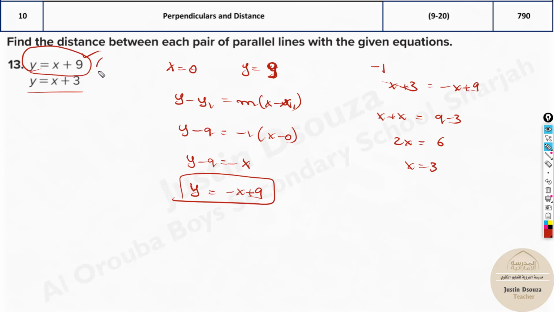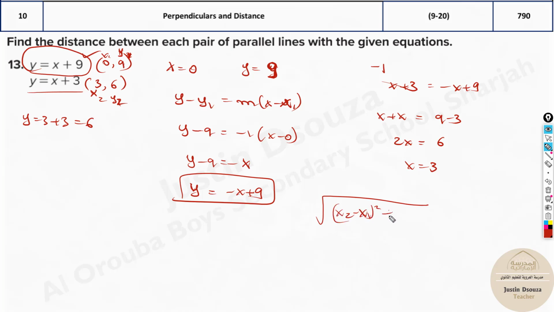So the point of intersection over here we have already, right? 0 and 9, because we took this as the intersection point and drew the perpendicular line. Now here the x value is 3. What is the y value? If x is 3, y will be 3 plus 3, that is 6. Now we have x1, y1, x2, y2. Use the distance formula, square root of x2 minus x1 the whole square plus y2 minus y1 the whole square, and you will get the answer.